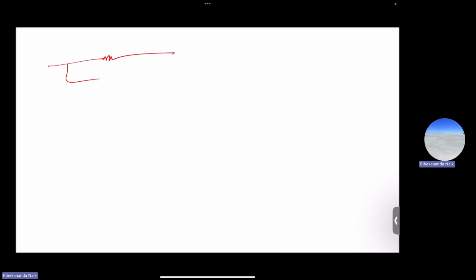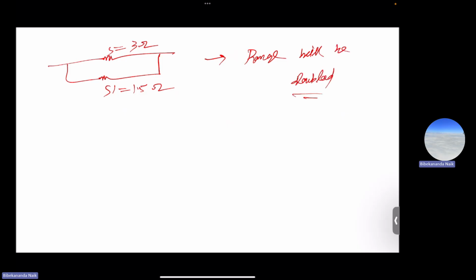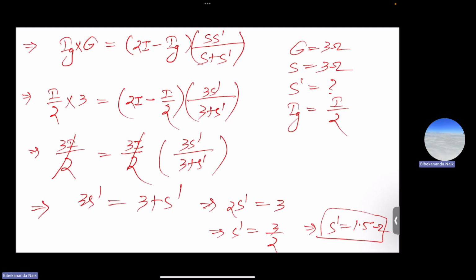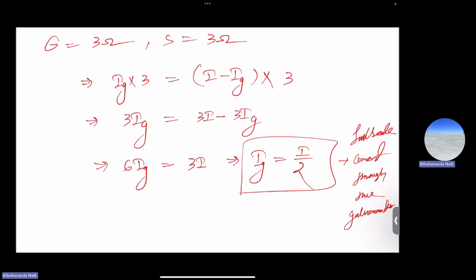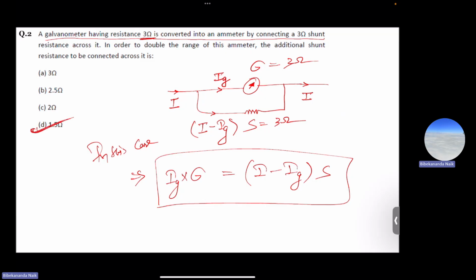So when we connect, this is 3 ohm S, this is S prime. S is 3 ohm, S prime is 1.5 ohm. Then the range will be doubled. So the correct option will be option D, 1.5 ohm. I hope this is clear to everyone.